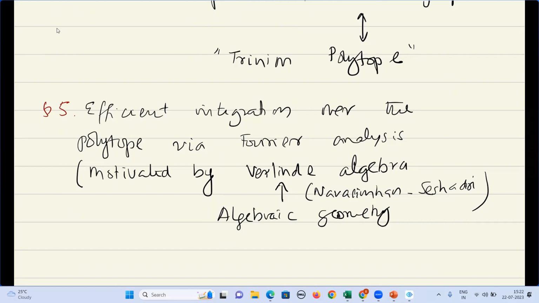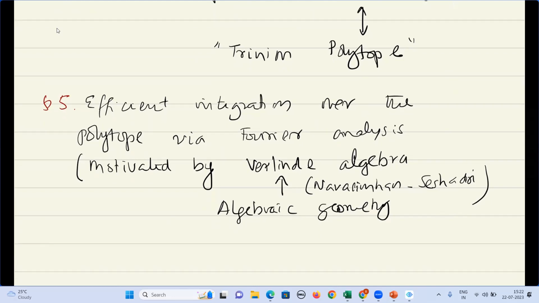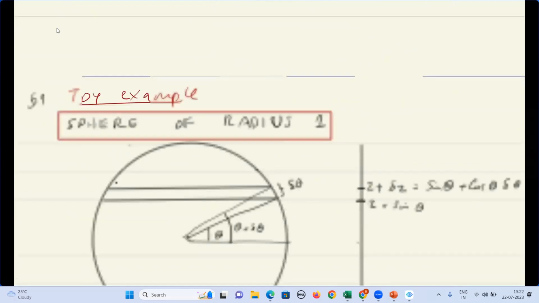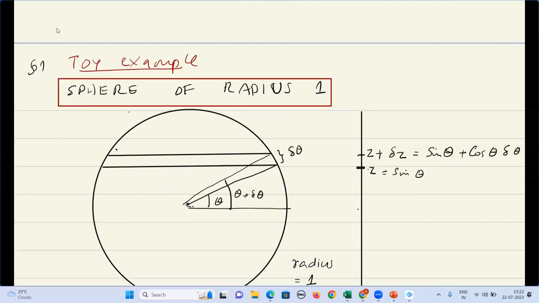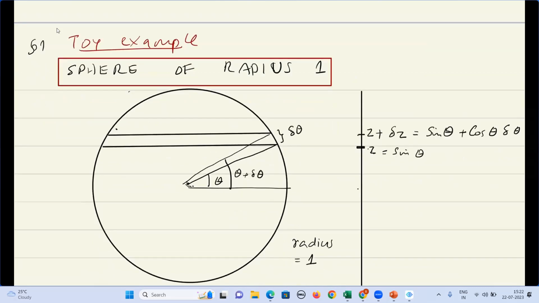Okay, so having talked about the outline, let me actually... It's a finite trivalent graph and connected. Those are the ones that I'm interested in. Okay, so let us talk about a toy example.